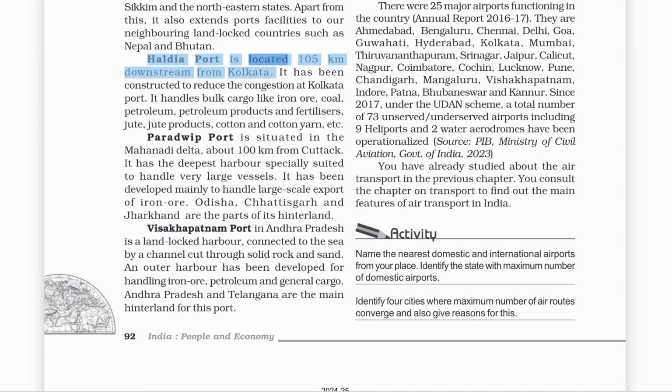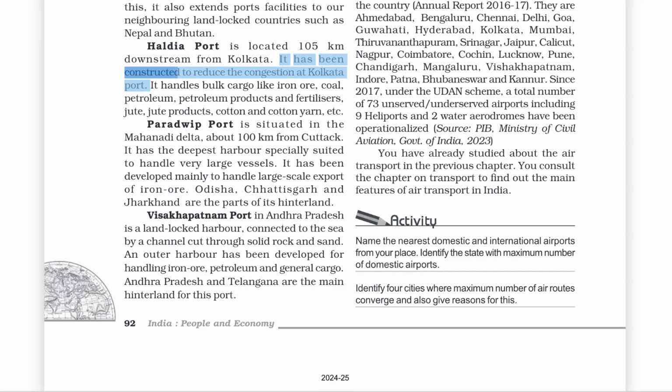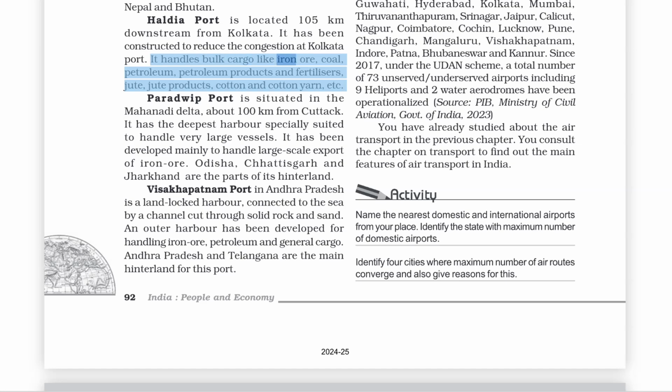Haldia Port is located 105 kilometers downstream from Kolkata. It has been constructed to reduce the congestion at Kolkata Port. It handles bulk cargo like iron ore, coal, petroleum products and fertilizers, jute products, cotton and cotton yarn, etc.